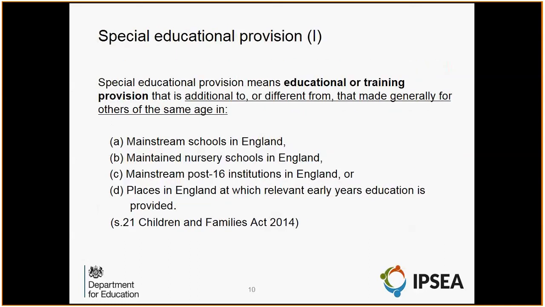The next definition is special educational provision, and this means educational or training provision that's additional to or different from that made generally for others of the same age in mainstream schools, mainstream nursery schools, post-16 institutions, or places where relevant early years education is provided. A more detailed definition of training is available in Section 15ZA of the Education Act 1996. This hasn't changed under the new regime, and it includes things like vocational training, part-time training, and apprenticeship training.